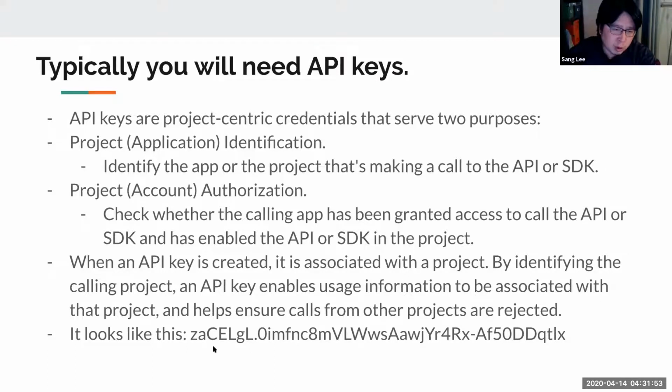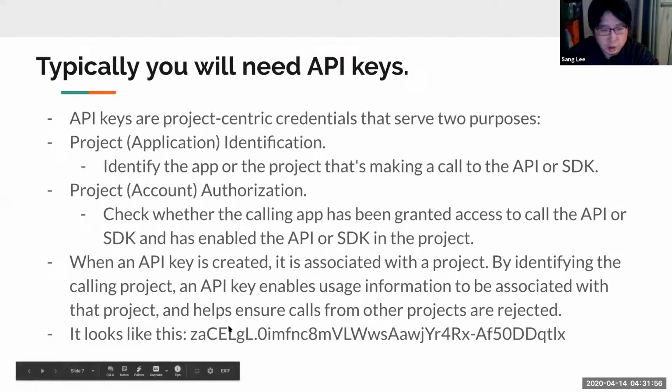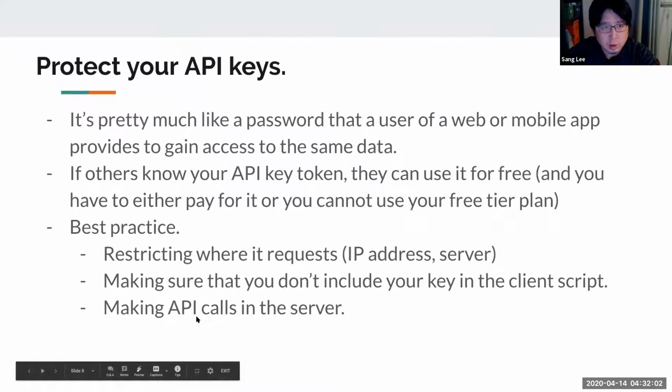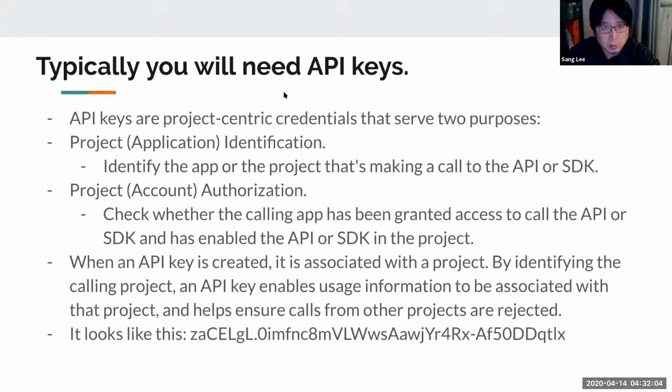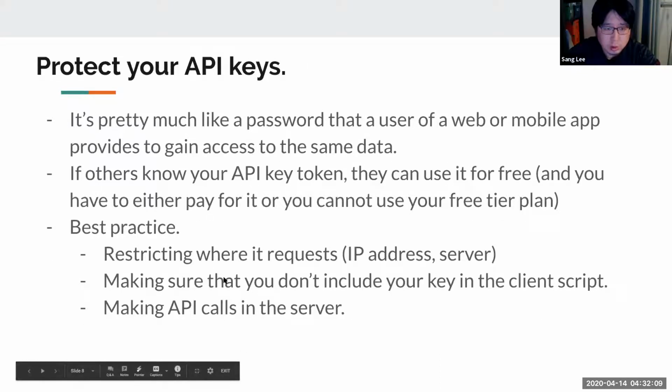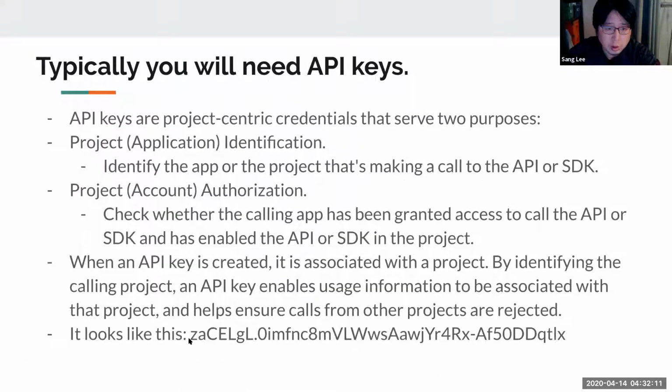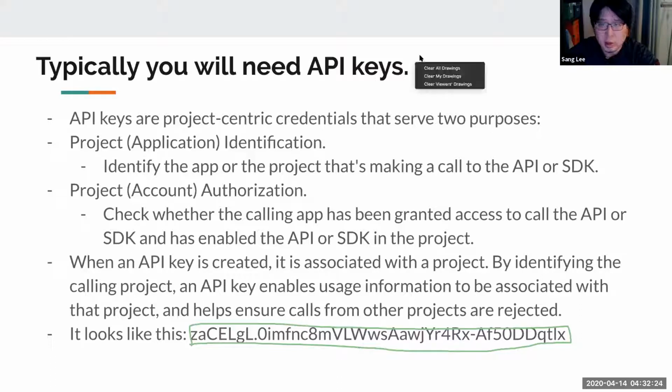So an API key typically looks like this, a randomly generated string. I don't know if you can see this, but this is kind of what it looks like. Something like this. Well, obviously this is not a real API key.